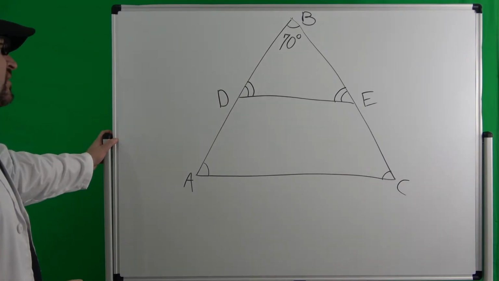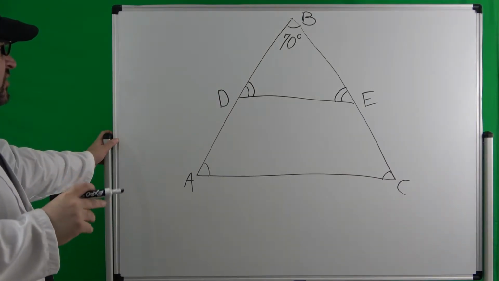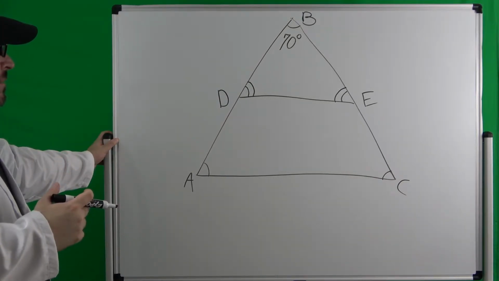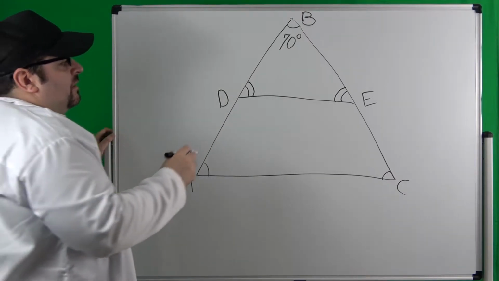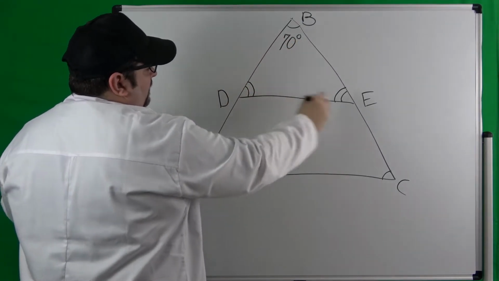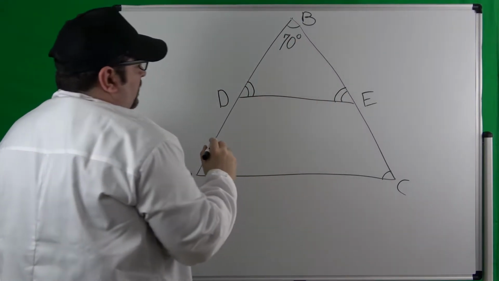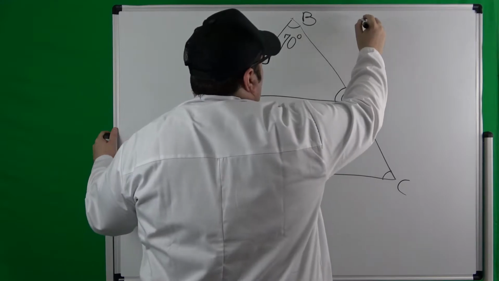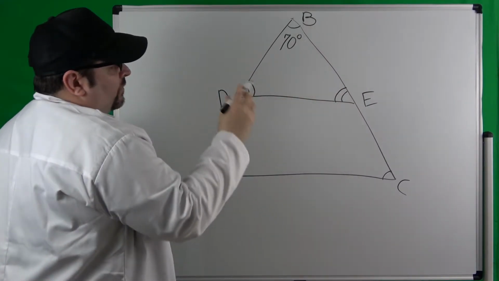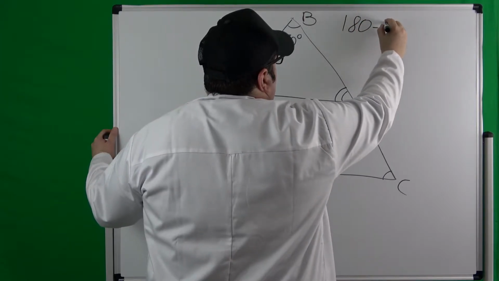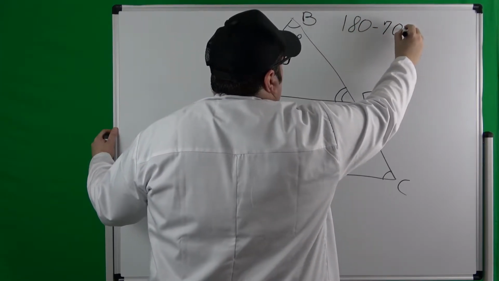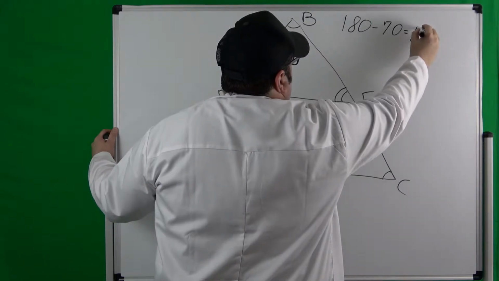Because this triangle is similar to that triangle. Well, all right, what can we do here? It's good to just start labeling angles. So first we can figure out what D and E are. A triangle is 180 degrees. 180 minus 70 equals 110.